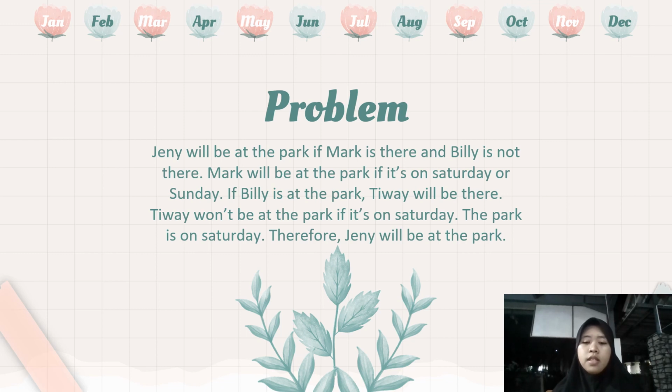So in this case we have the problem: Jenny will be at the park if Mike is there and Billy isn't there. Mike will be at the park if it's on Saturday or Sunday. If Billy is at the park, Ty will be there. Ty won't be at the park if it's on Saturday. The park is on Saturday, therefore Jenny will be at the park.